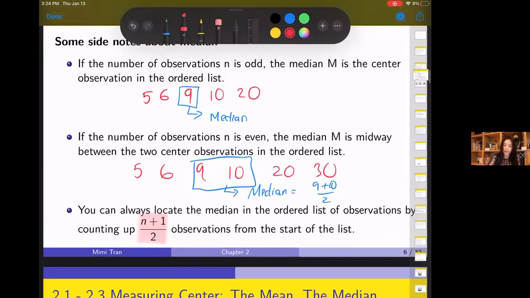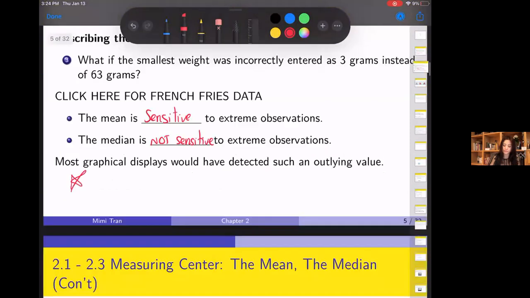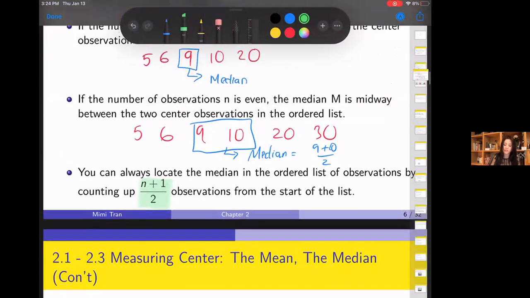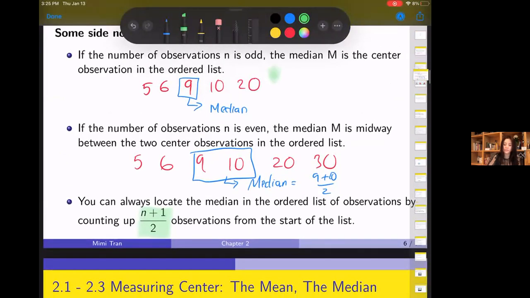So for example, maybe I should have highlighted in green. I'll highlight in green. Say for this one, I want to locate the median. N is 5 here, right? I have 5 data points. So 5 plus 1 divided by 2, which is 3. So this is the third place. 1, 2, 3, right? The third one, that's your median.